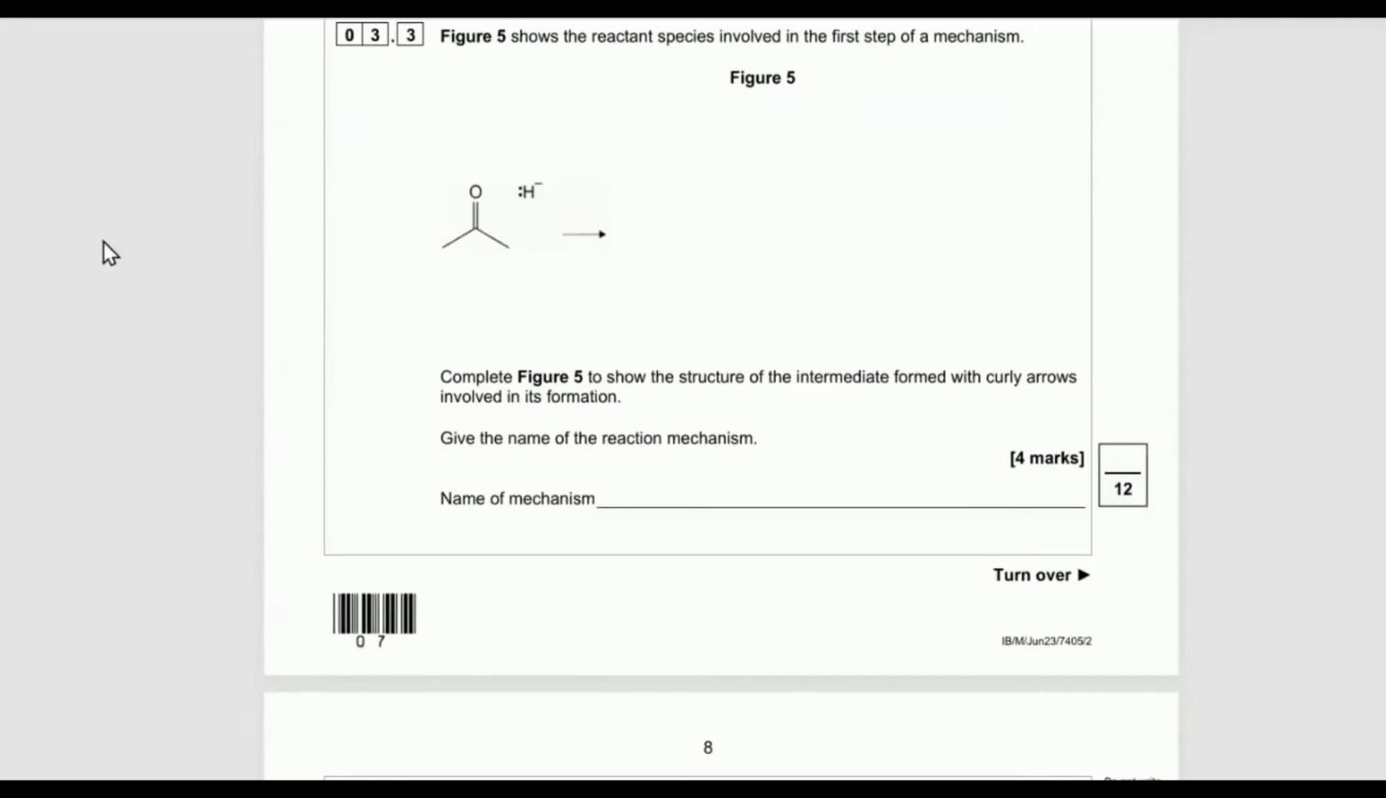Okay, let's move on. 3.3, figure 5 shows the reactant species involved in the first step of a mechanism. So we've got propanone, that looks like.